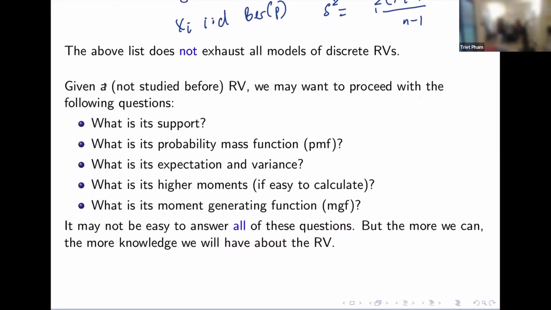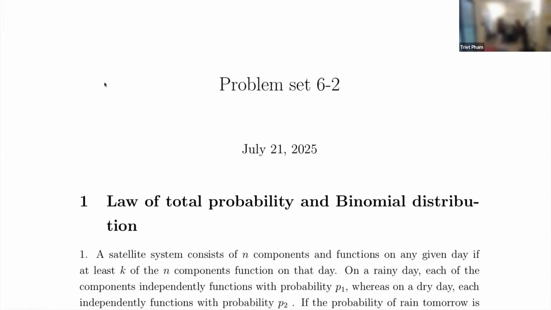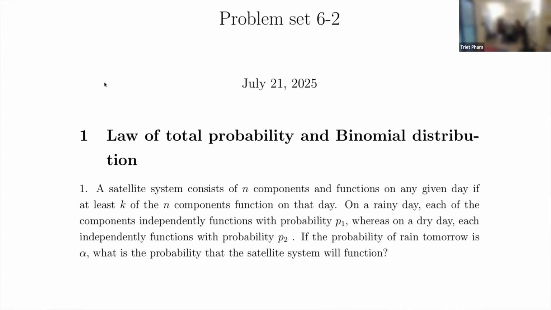All right. So let us continue with the next problem set. Starting out, we'll still deal with the binomial distribution, but in a slightly more advanced context, combining it with the law of total probability.